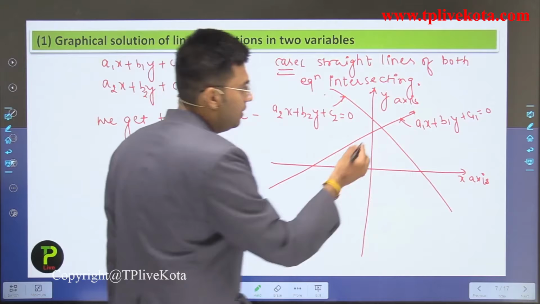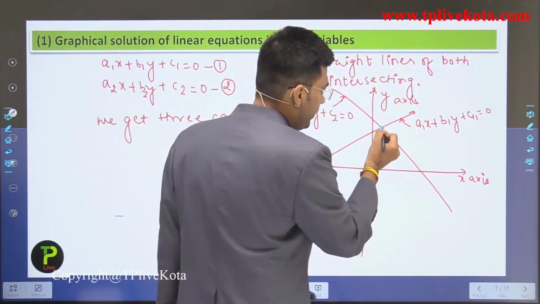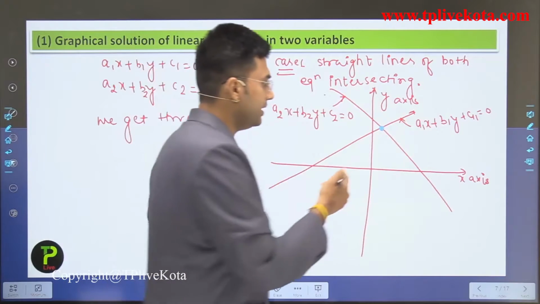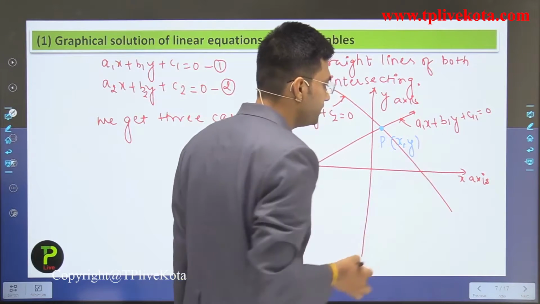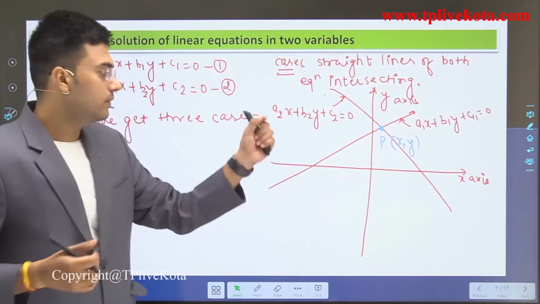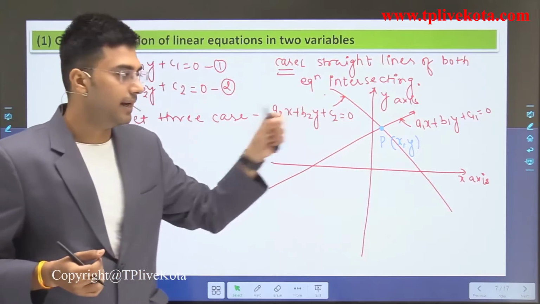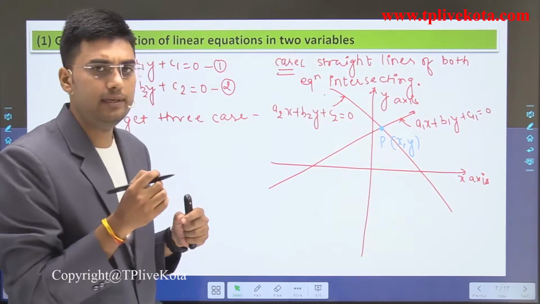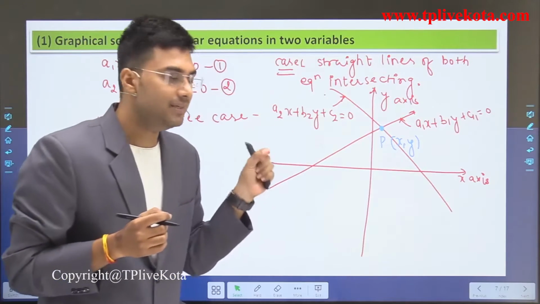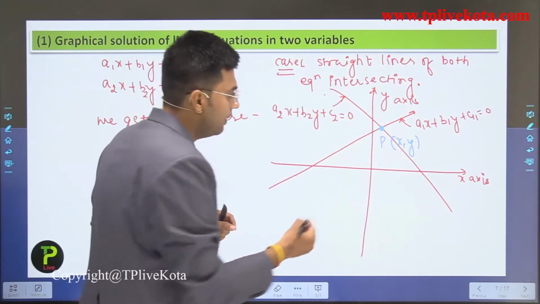Now this is the intersecting point. Let this intersecting point be P, and the coordinate of P is x, y. Okay, the coordinate of a point is x and y. Now if the coordinate of point P is x comma y, then what is P?